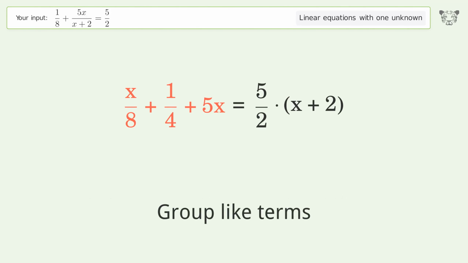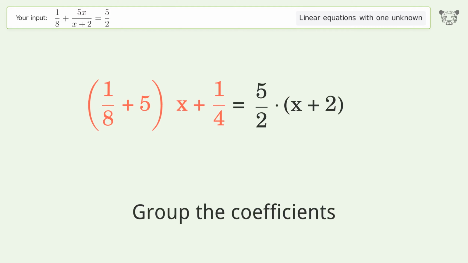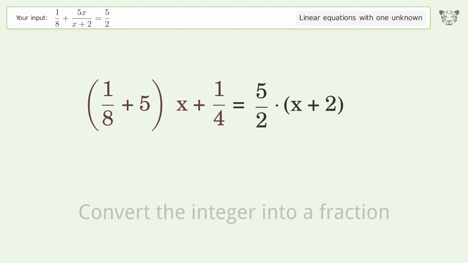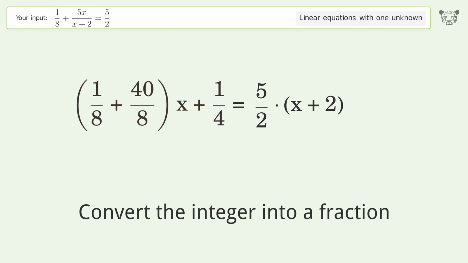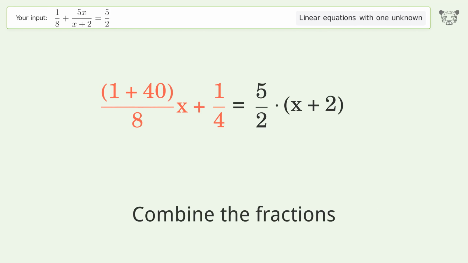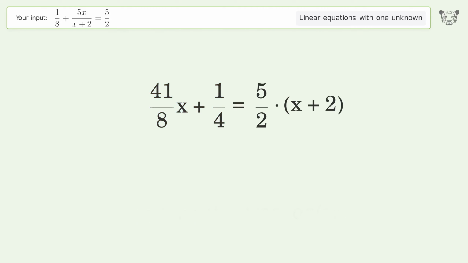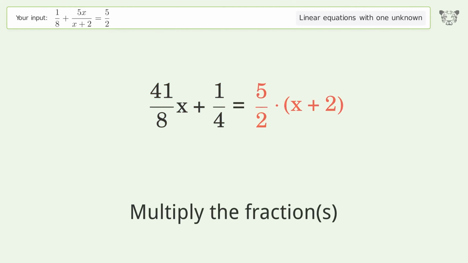Group like terms. Group the coefficients. Convert the integer into a fraction. Combine the fractions. Combine the numerators. Multiply the fractions.